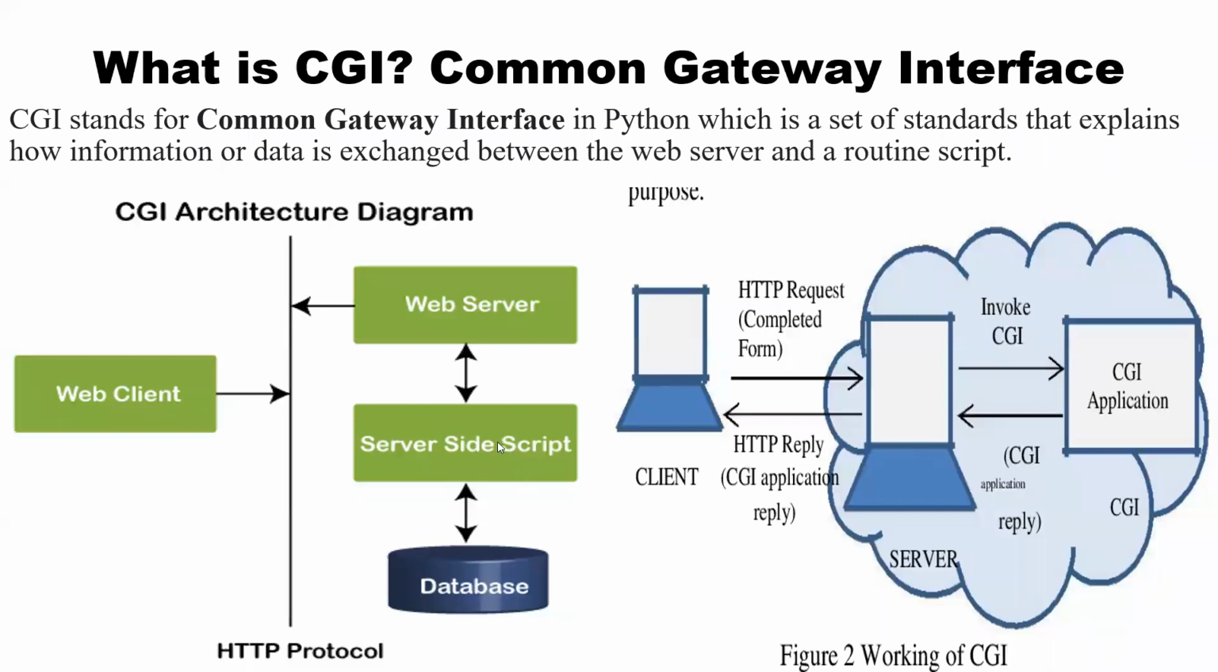So between, you are using the CGI concept, Common Gateway Interface. Now see the second diagram at the right side. So here the client is there. Here the CGI application is there. The HTTP request completed form goes to the web server, and from the web server it invokes CGI. After that, the CGI script will be executed from the database, and it will be given to the server. The server will give the reply to the client. So this is completely the CGI application reply.